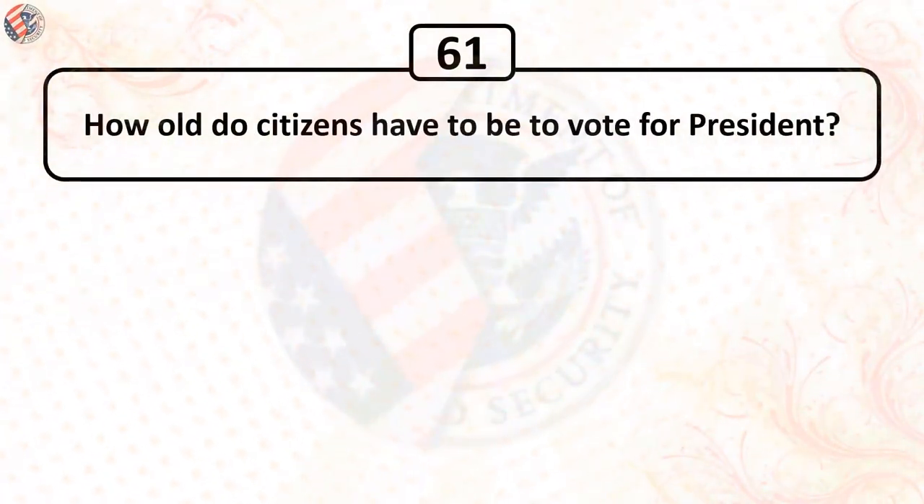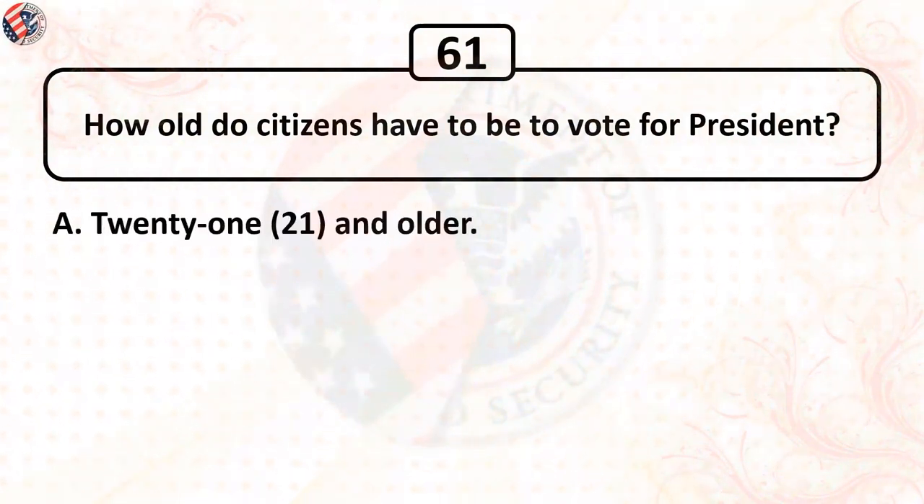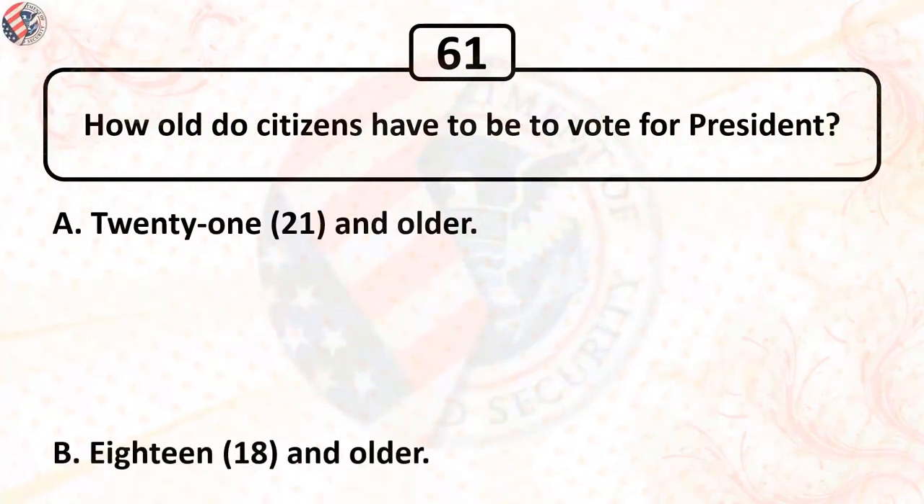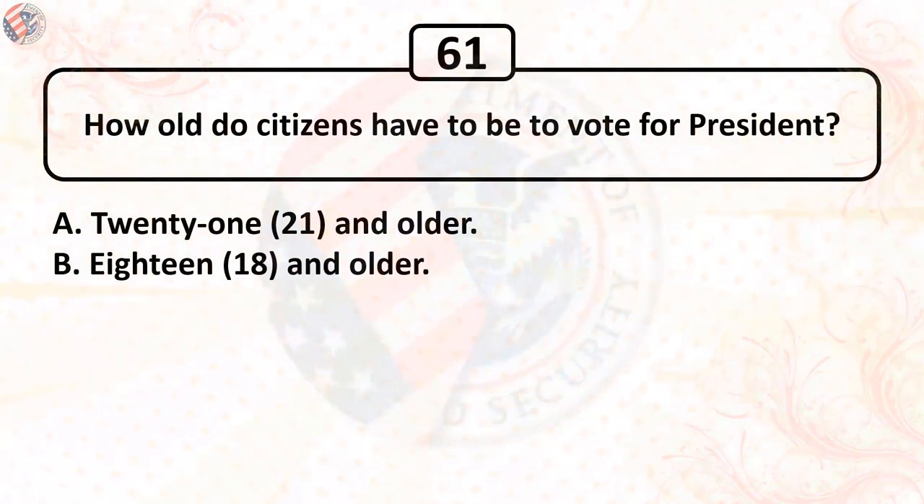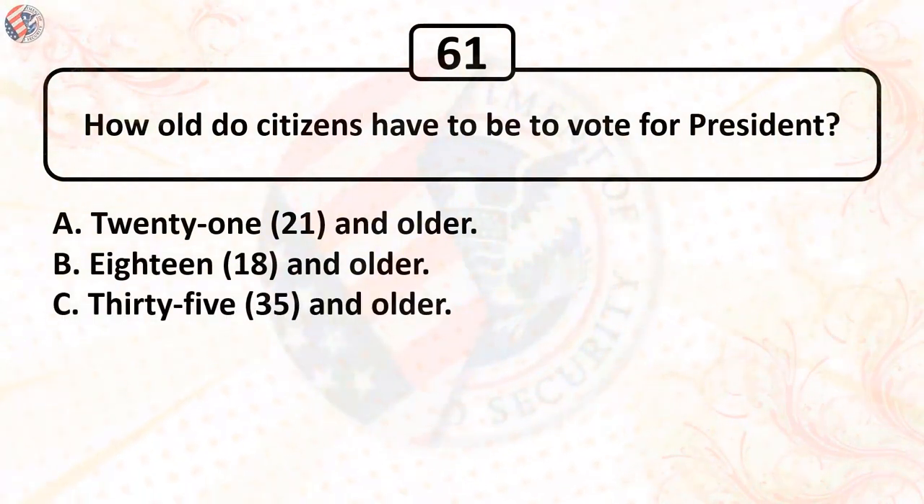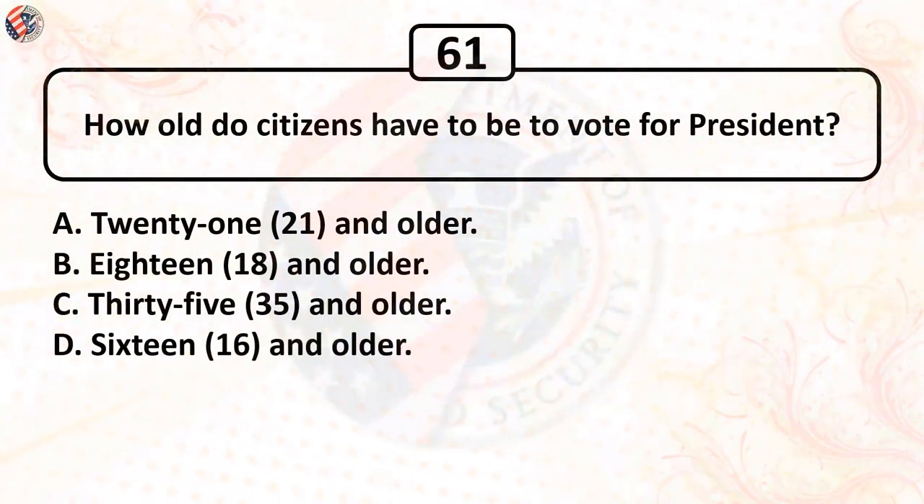How old do citizens have to be to vote for president? A. 21 and older. B. 18 and older. C. 35 and older. D. 16 and older.